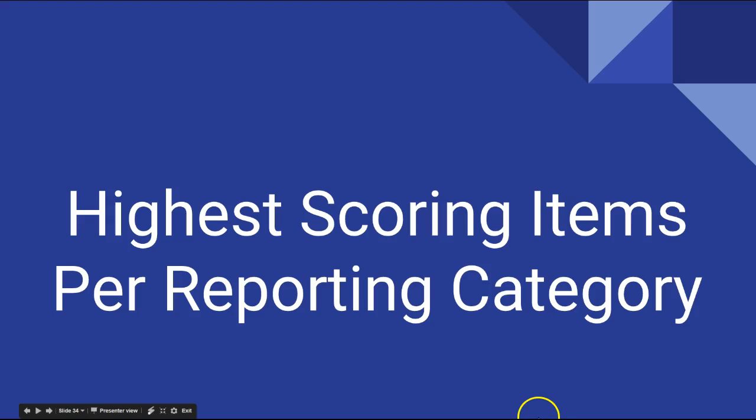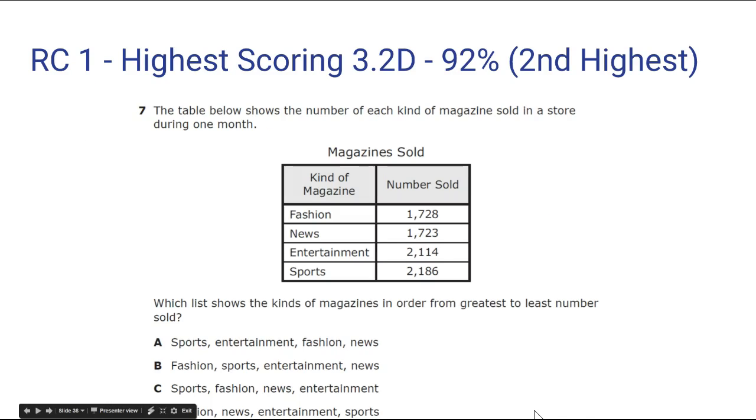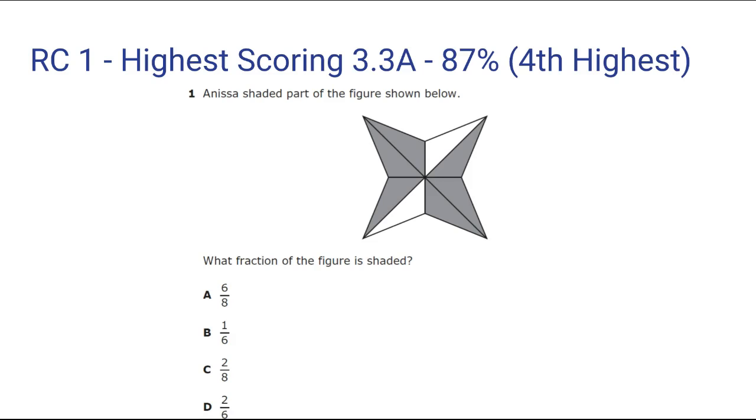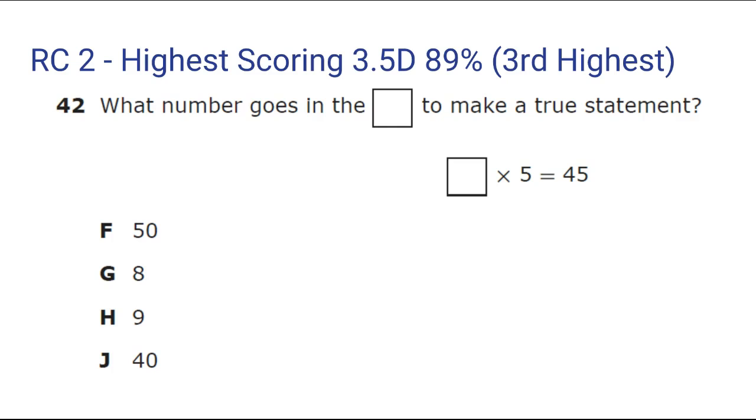Now let's look at the highest scoring items per reporting category. Numerical representation relationships had 12 questions. This is reporting category 1. It had the second highest scoring item on the test. I want you to quickly look at these items and see what you find in common. For computations and algebraic relationships, reporting category 2, 18 questions. Again, what are we seeing that's in common with these highest scoring items?